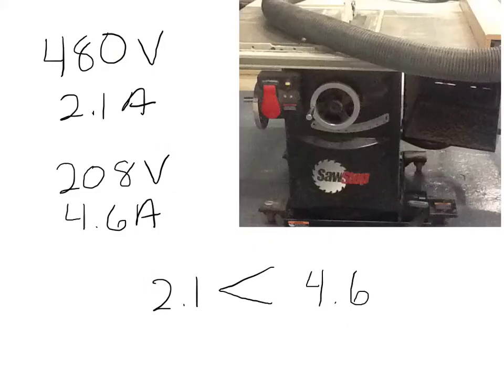Again, continuing with our discussion about that relationship between voltage and current, here is a second table saw. This one's set up as a three-phase circuit, so we have a couple of different voltages to select from again. We have the option of 480 volts, or we have the option of 208 volts. With the 480, notice my current draw is 2.1. With the 208, my current draw is 4.6. So here's the question: if you were a piece of wire, which load would you rather carry, the 2.1 or the 4.6?